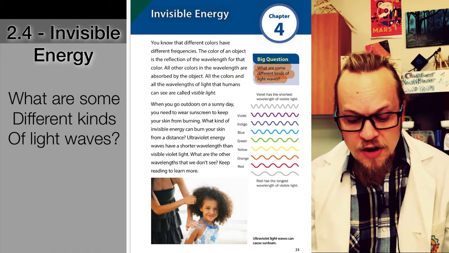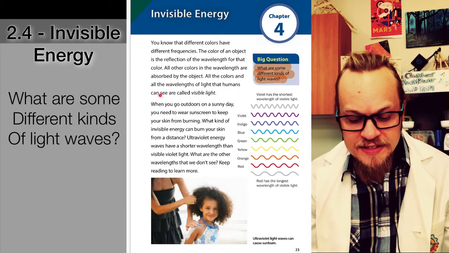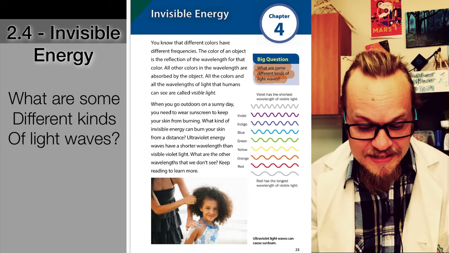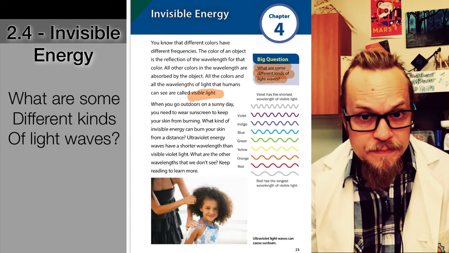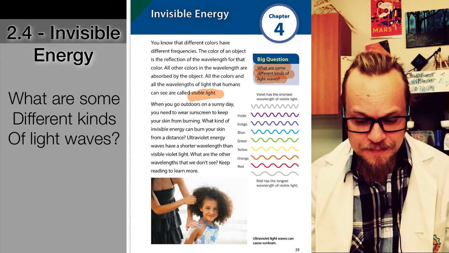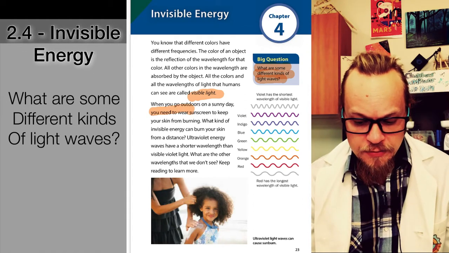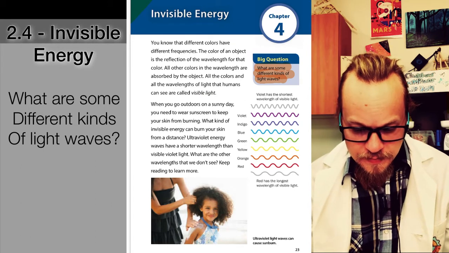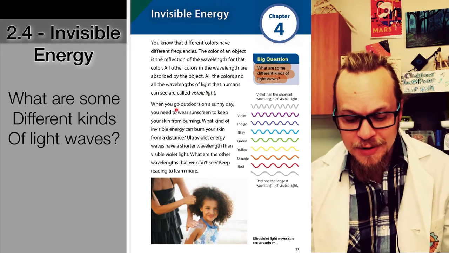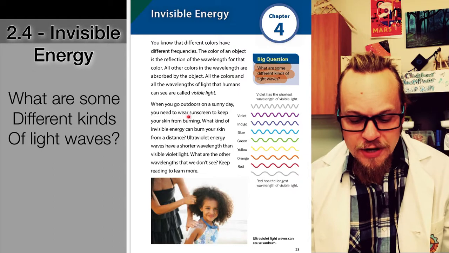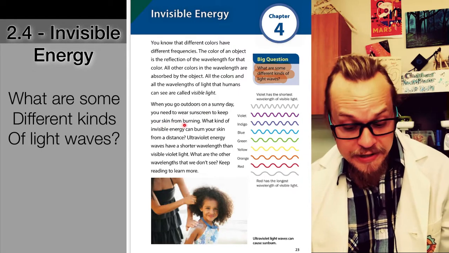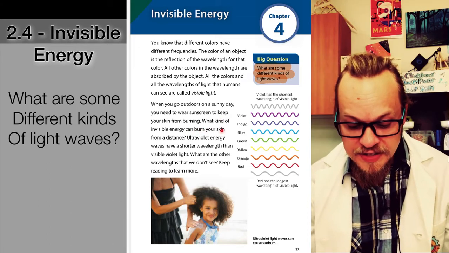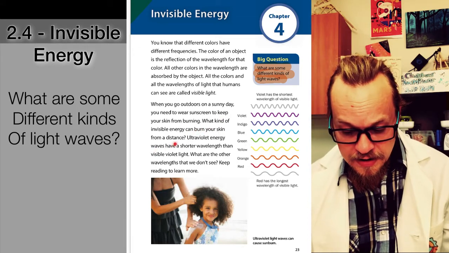All the colors and all the wavelengths of light that humans can see are called visible light. This is what we can see. So all the light that we can see. When you go outdoors on a sunny day, you need to wear sunscreen to keep your skin from burning. But what kind of invisible energy can burn your skin from a distance?